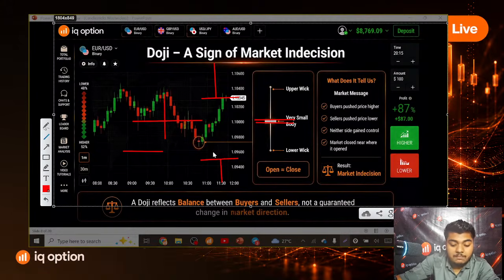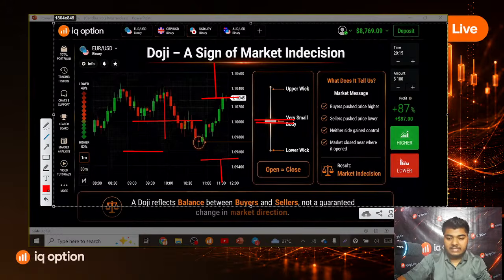However, it's important to remember that a doji alone does not tell us what the market will do next. Instead, it tells us to pay closer attention to what happens after it and where it appears on the chart. Okay, I will show you this one. Think of a doji as the market saying, I am undecided right now.